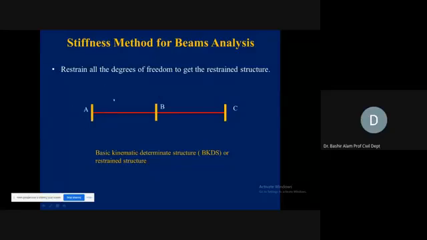A was already restrained, but at B we restrained the rotation, and at C we restrained the rotation. Very simply, whenever you put a fixed support, that is restraining each and everything, so that becomes your basic kinematic structure, or this restrained structure. So here you can see your restrained structure, but make sure that at B and C we are making these modifications to the structure.